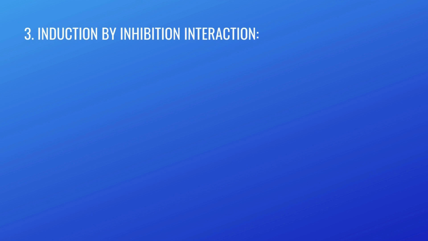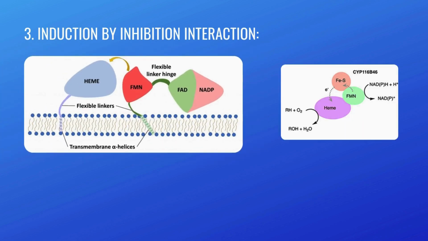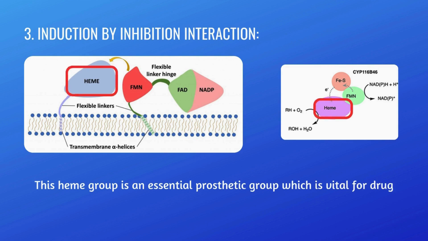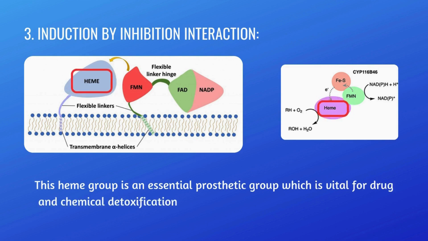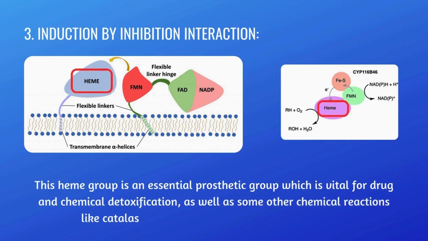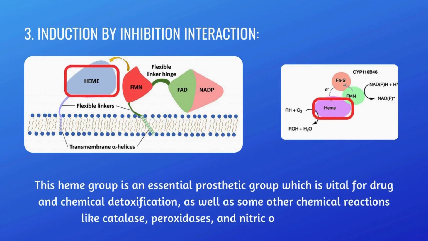If you look at the structure of liver enzymes, particularly this cytochrome P450 family, we can notice it has a heme group. What it does is it plays a crucial role in the detoxification process. This heme group is an essential prosthetic group which is vital for drug and chemical detoxification, as well as some other chemical reactions like catalase, peroxidases, and nitric oxide synthase.